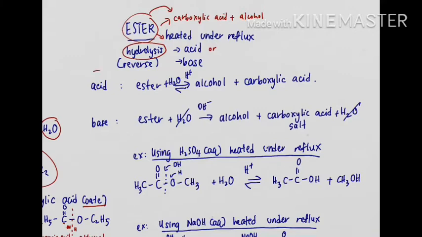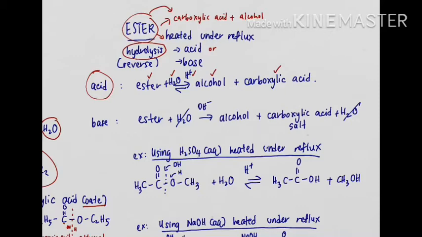So let's say we use acid and heat it under reflux. What is going to happen? Generally, when you have an ester and you have water and the presence of H plus, we are going to get alcohol and carboxylic acid.